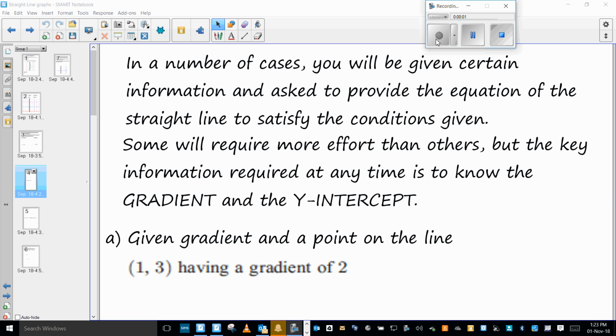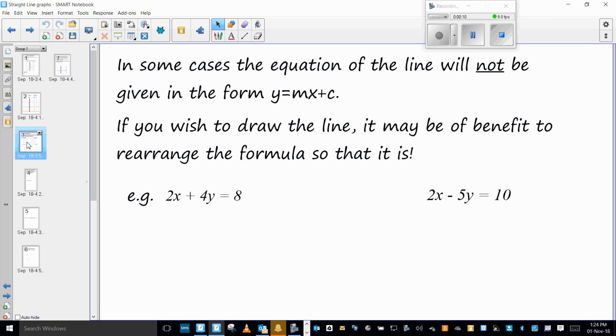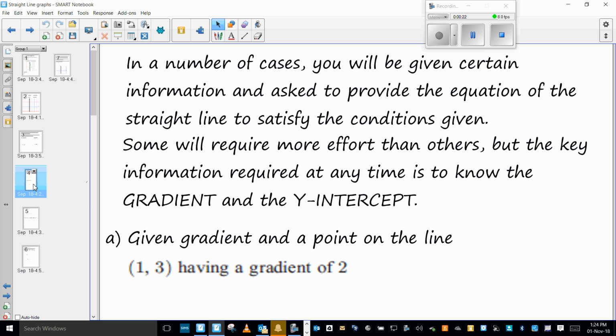Right. In a number of cases, you'll be given certain information and asked to provide equations of straight lines. Okay. So these we were given the equations and we had to rearrange them. Which format do we rearrange them to be? mx plus c, or whatever letters you use. But here they give us different information.